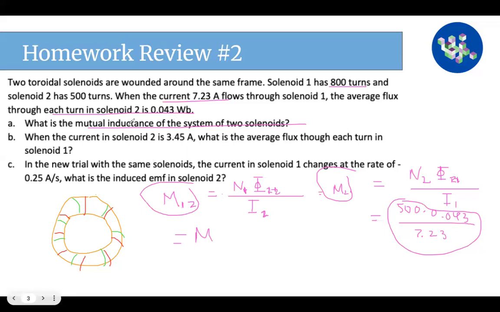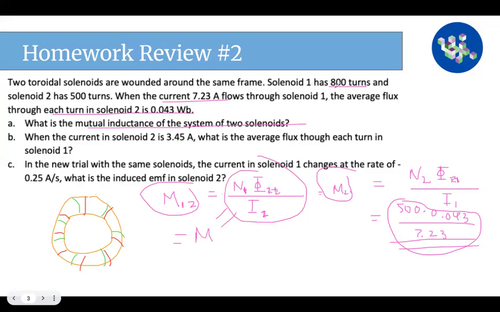All right. When the current through solenoid 2 is 3.45 amperes, what's the average flux through each turn in solenoid 1? Well, now we can use this over here, right? Assuming that you already plugged into a calculator and found what this is, I'll just let that equal M. We know the value of M now, right?